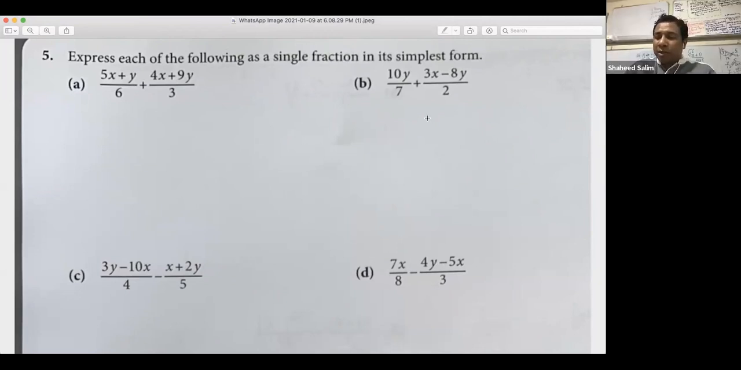They want you to express it. You must read the instruction. Express each of the following as a single fraction in the simplest form. That's all they want you to do. They're not asking you to solve any murder mystery or something. It's just give them the same denominator. They use the same method I showed you.